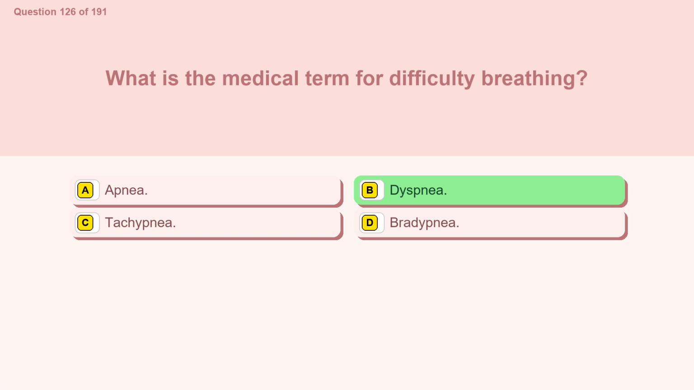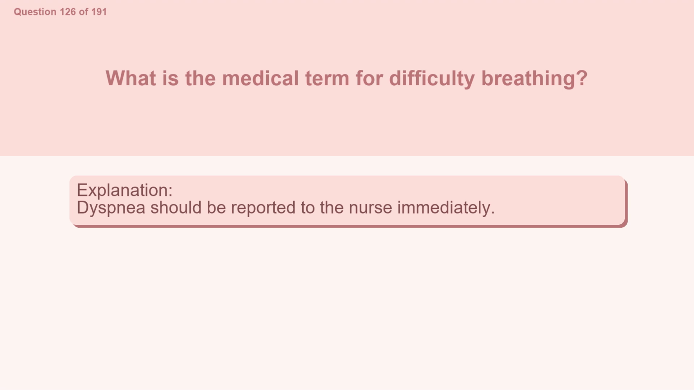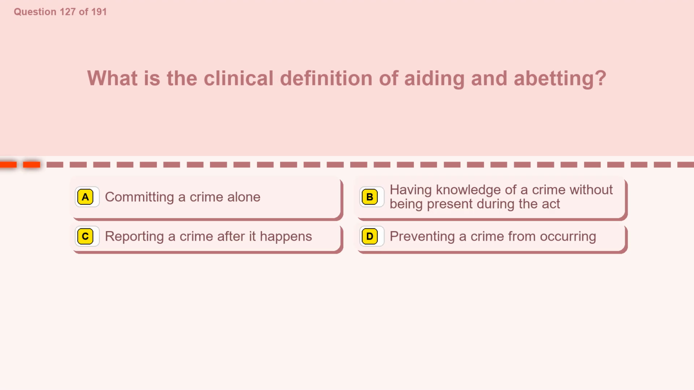The correct answer is option B, dyspnea. Dyspnea should be reported to the nurse immediately. Question 127. What is the clinical definition of aiding and abetting? Option A, committing a crime alone. Option B, having knowledge of a crime without being present during the act. Option C, reporting a crime after it happens. Option D, preventing a crime from occurring.